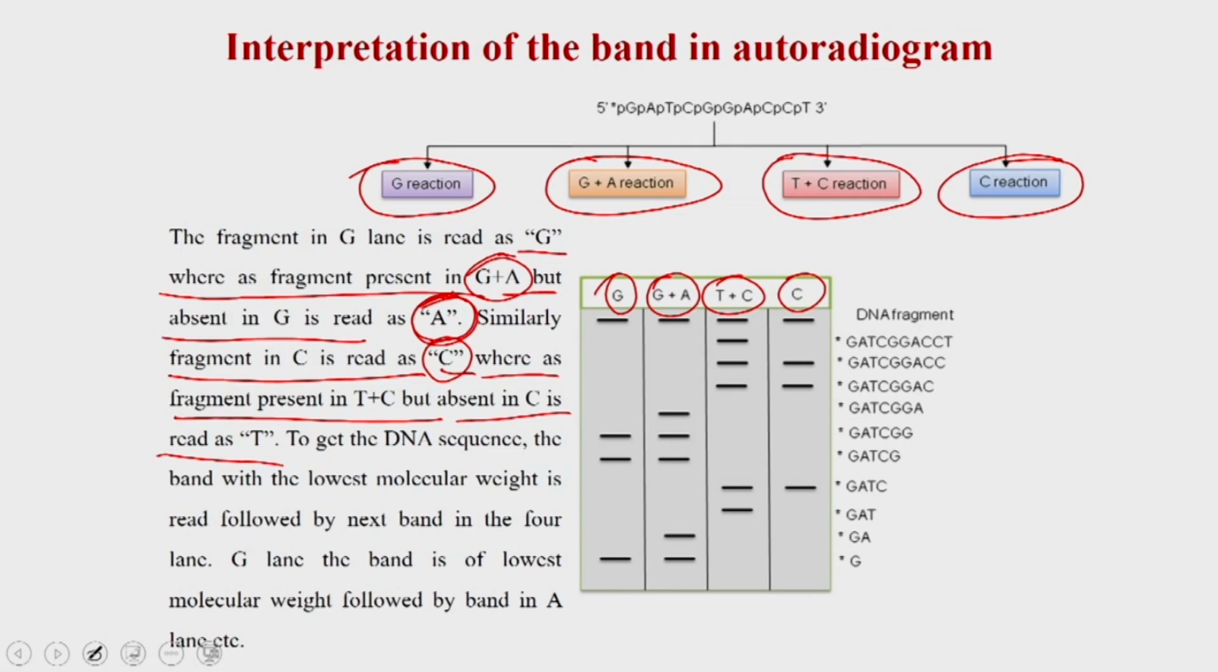Now, let us see how it is done. You have here the G, here you have G plus A, which means this is G. In the second one, you see that you have a band in the G plus A lane, but the band at the corresponding position in the G reaction is absent, which means this is a band for the A reaction. So, that is why it becomes GA. Now, you go to the T plus C, and you will see that T plus C has a band, but the corresponding band in the C reaction is absent, so this is going to be T. So, you write the T.